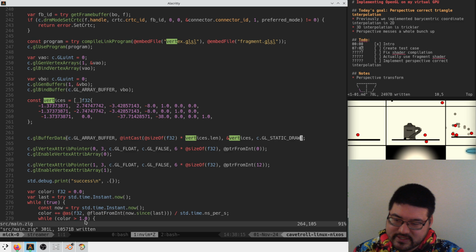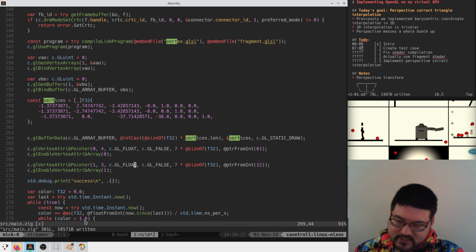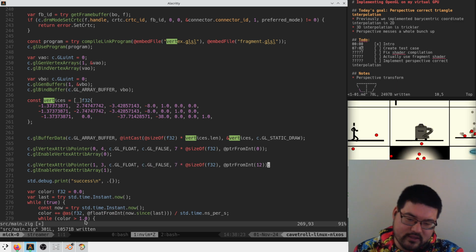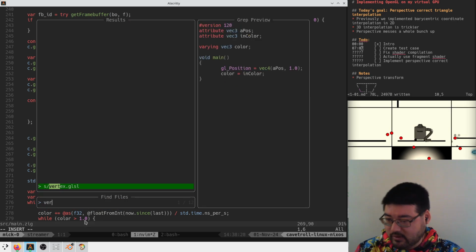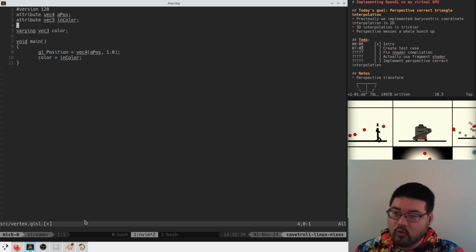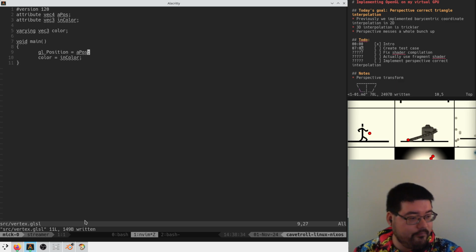We need to update this to say that our first input to the vertex shader is going to be 4 elements, and these are going to be 7 elements apart instead of 6 because we've added 1, which means this is going to be offset by 16 instead of 12 bytes. And we have to update our vertex shader to take in 4 inputs, and it can just say the output is directly what we input.